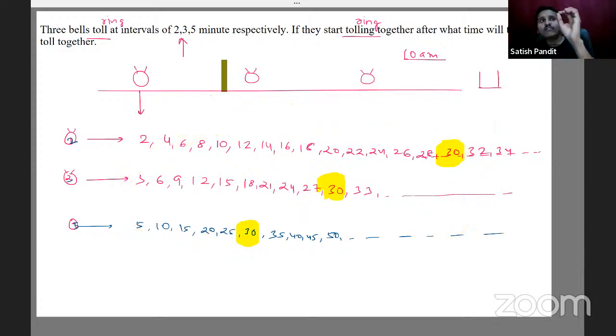Whenever you have a situation of repetition, something is repeating, you have to find the LCM. Just keep that in mind. Whenever something is repeating, you have to find the LCM. Least common multiple, right? Multiple means you keep multiplying, right? Whenever there's a case of repetition, you have to find the LCM.